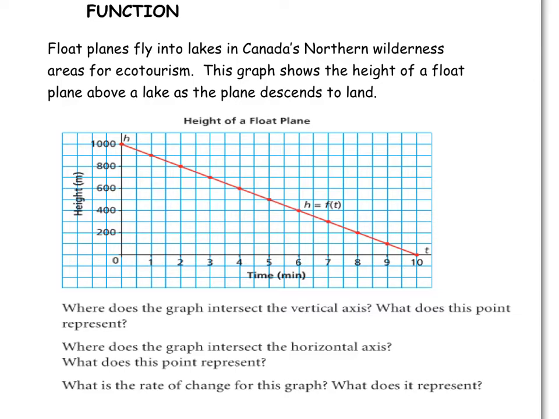What does this point represent? So this would be the highest point of the plane. And we're going to say h is equal to 1,000 meters. All right, where does the graph intersect the horizontal axis? So it intersects the horizontal axis at t equals 10. As I mentioned, that would be when the height is 0. Therefore, that's where the plane would have landed. Okay, so that's t equals 10, and that's the time the plane landed.